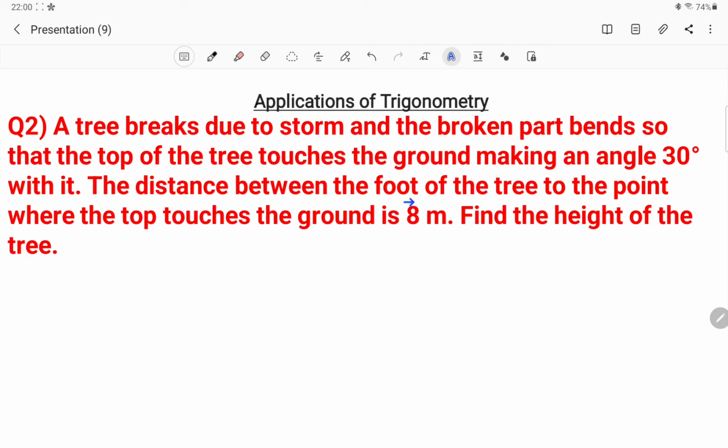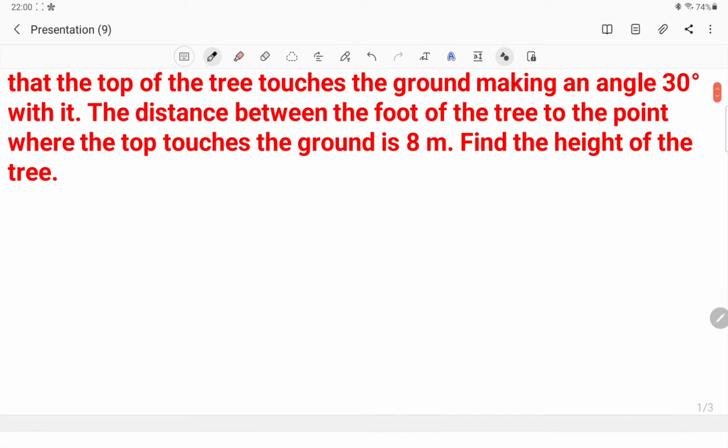The distance between the foot of the tree to the point where the top touches the ground is 8 meters. Find the height of the tree. So let us try to represent this situation in the form of a diagram.